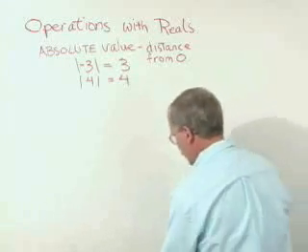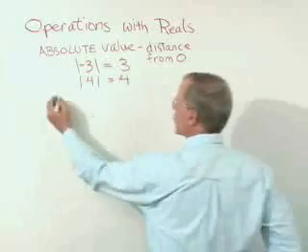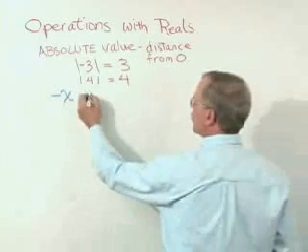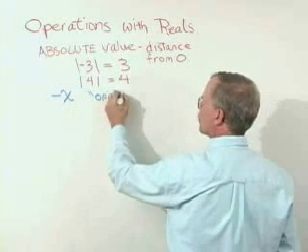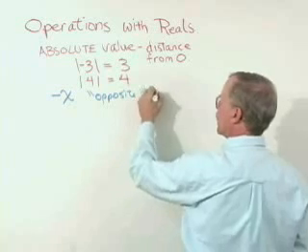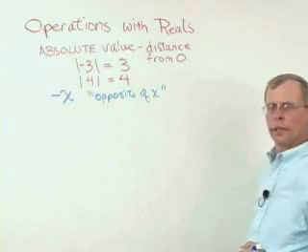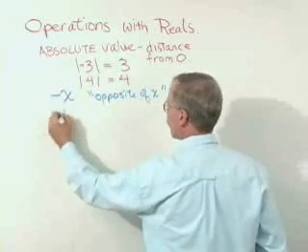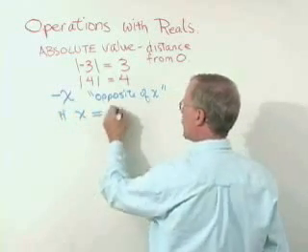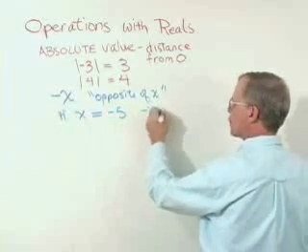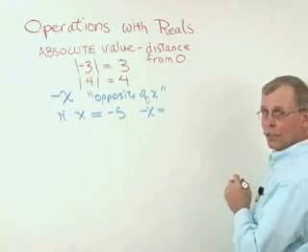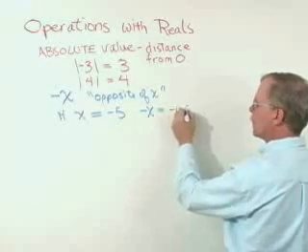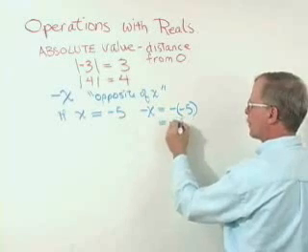Another definition that's important for us to consider is what it means when we write this. When you see that, you would say opposite of x, which means we would be changing the sign. So if x equals -5, then negative x, or opposite of x, is the opposite of -5, which is +5.